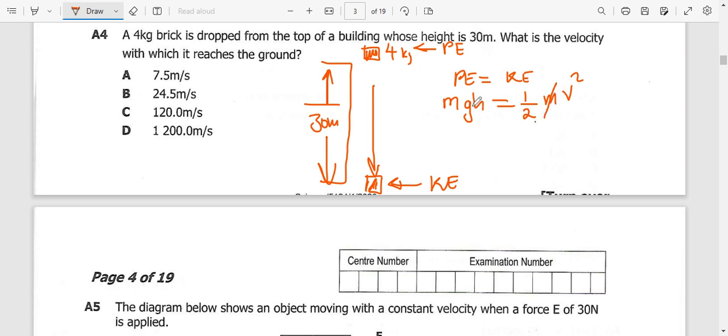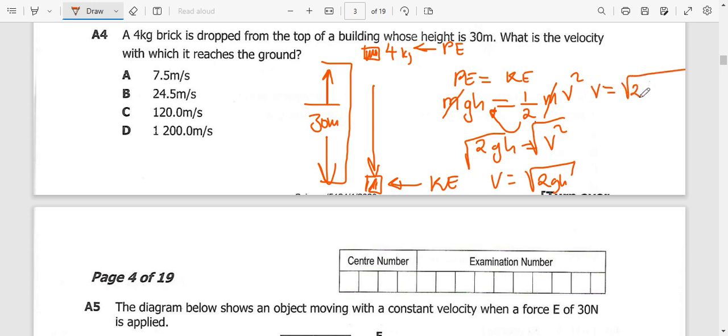You can see this is mass, and this is also mass, so we can cancel them. Then I multiply these two by g on this side, so we have 2gh equal to v squared. I square root both sides so that I remain with v. So v is the square root of 2gh, and you can find the velocity. Velocity is the square root of 2g, we know that g is 10, and h is 30, to give us the same answer, which is 24.49, or 24.5. Is this okay?